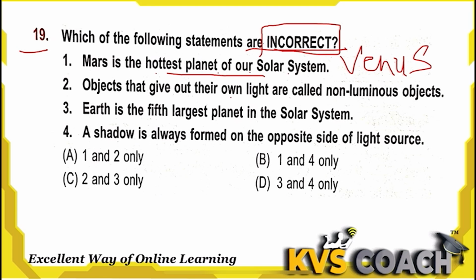Objects that give out their own light are called non-luminous? No, they are called luminous, not non-luminous objects. This is also wrong. So both statements are incorrect. Earth is the fifth largest planet of the solar system. This is an absolutely right statement. A shadow is always formed on the opposite side of the light source. This is absolutely right. I already told you many questions about that. So the first and second are incorrect. Option A is the right answer.